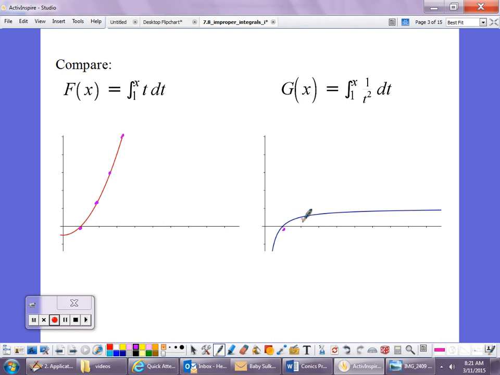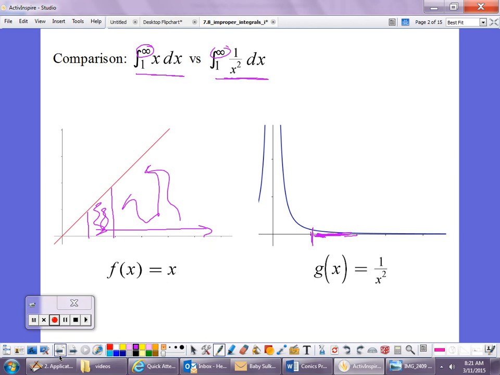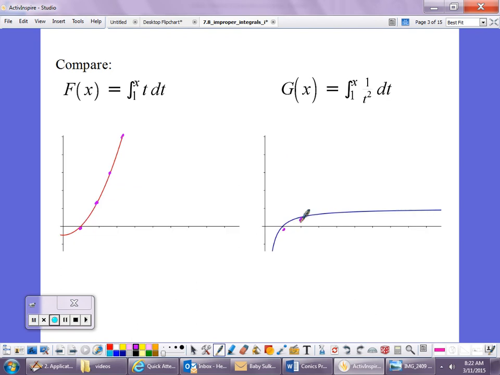From 1 to 2, the value of the integral is going to be somewhere around a half. So that's saying, again, let me erase some of this stuff here, the integral from 1 to, say, 2, this area under the curve in here is going to be around a half. And then as it gets bigger and bigger and bigger, it goes on this way.